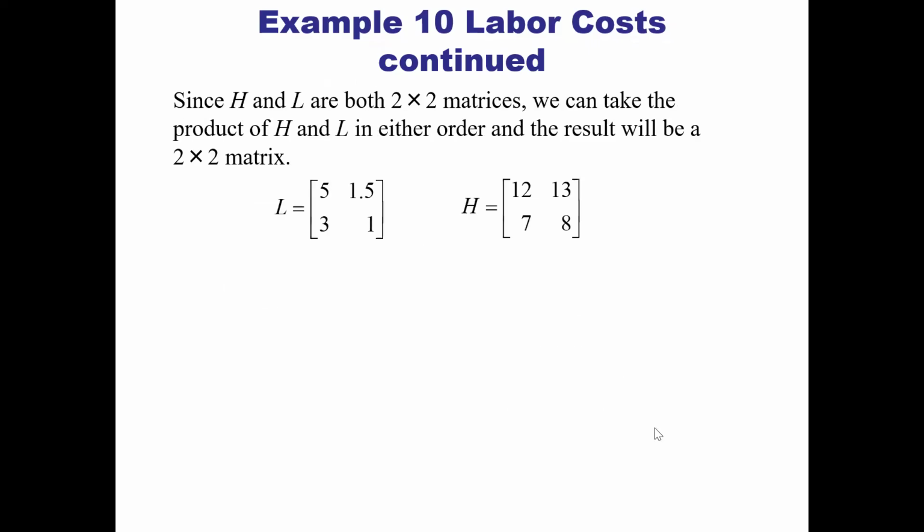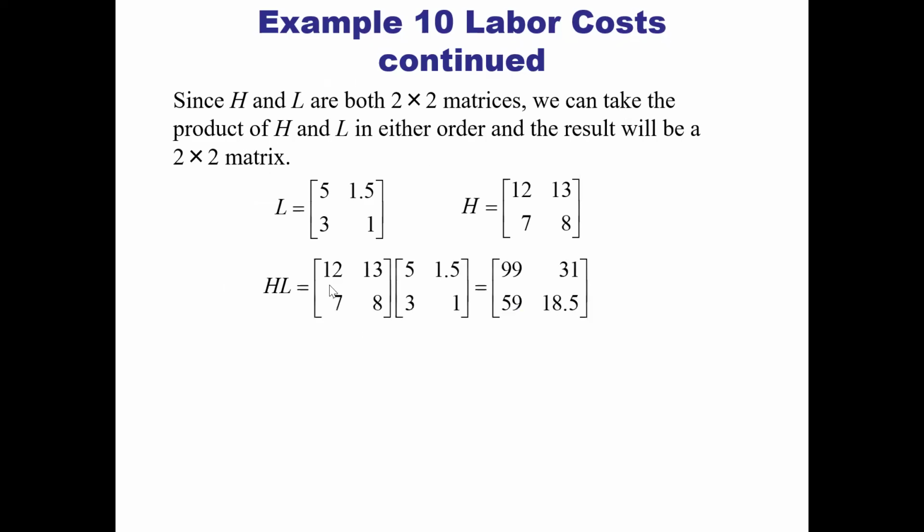Now they're going to probably say, let's multiply something. So since H and L are both 2 by 2 matrices, we can take the product of H and L in either order, and the result will be a 2 by 2 matrix. So if we multiply HL, we get the following: 99, 31, 59, 18.5. So again, we're taking 12 times 5 is 60, plus 39, it gives us 99, and the other one, just keep working our way down.